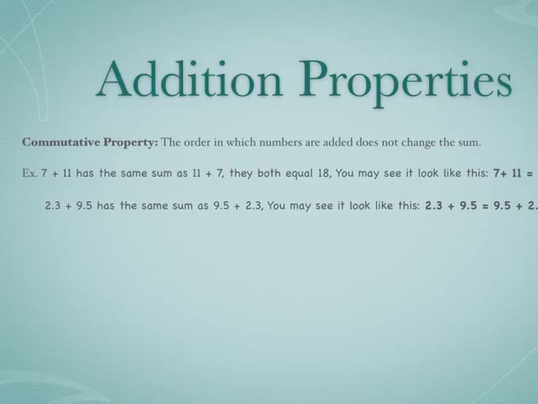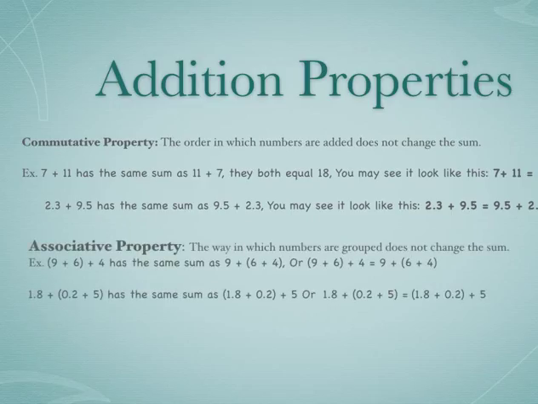Same with decimals. 2 3/10 plus 9 5/10 has the same sum as 9 5/10 plus 2 3/10. You may see it look like this: 2 3/10 plus 9 5/10 equals 9 5/10 plus 2 3/10. The sum is the same, no matter how you arrange the numbers.